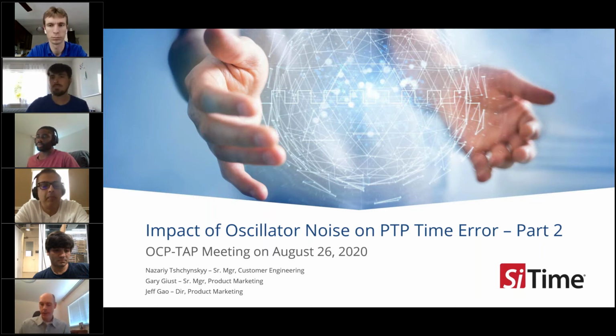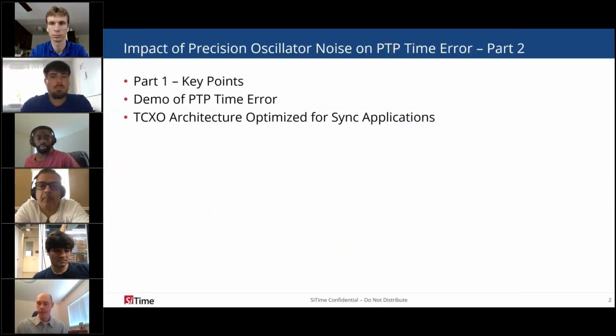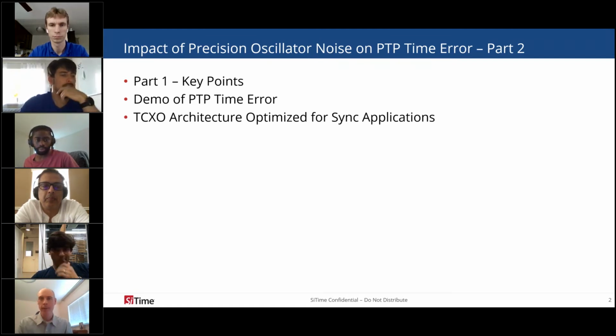So this is a continuation of Nazar's excellent presentation last time on the impact of oscillator noise on PTP time error, and I'd like to thank Nazar and also Jeff Gao for helping create this presentation. So first, for the agenda, we'll pick up where we left off last time by reviewing the key points, and then we'll give a brief demo of a PTP time error video, and those are going to illustrate those key points, and we'll conclude by showing a TCXO architecture that addresses these key points in order to create a solution that's optimized for synchronization applications.